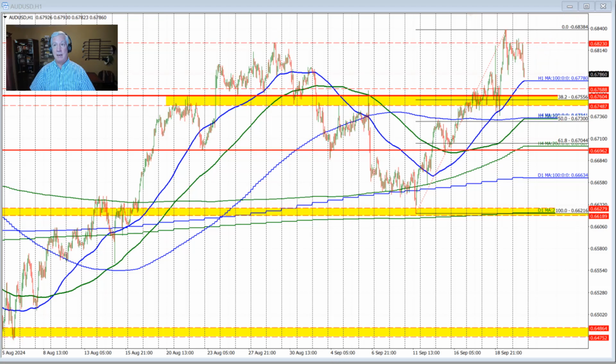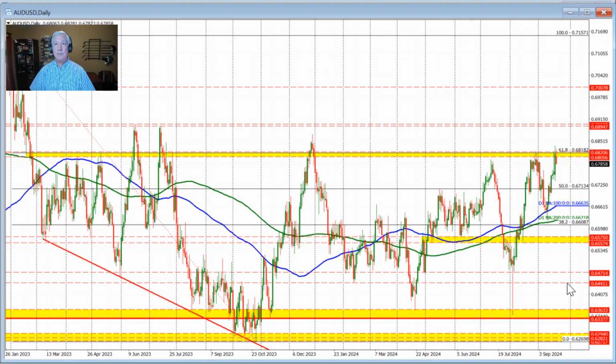Let's take a look at the daily chart. If we look at the daily chart, the high price that we saw in trade here today, this week, moved above the 61.8% at 0.68182. It also moved above the swing area through here up to 0.6820.